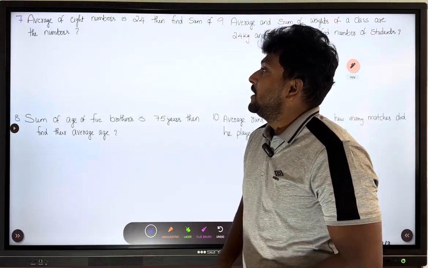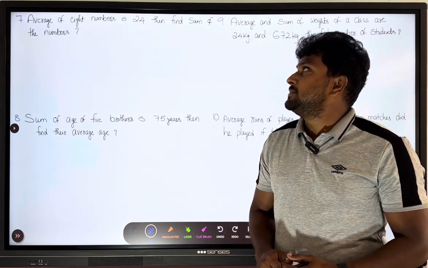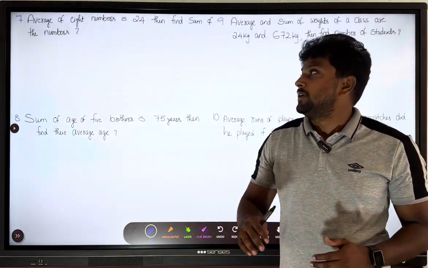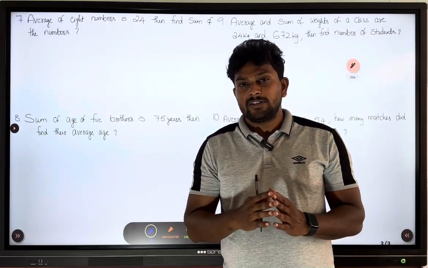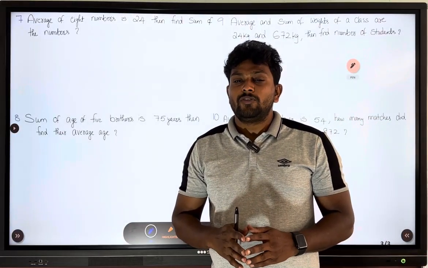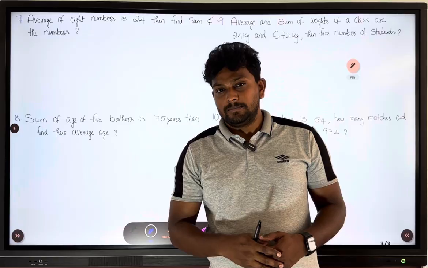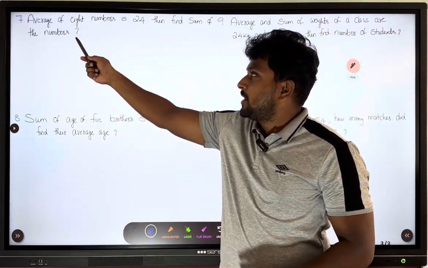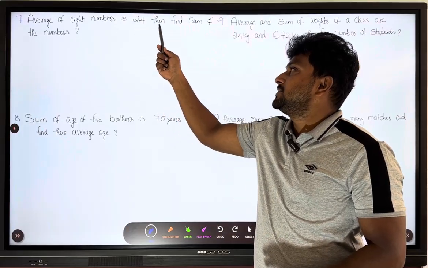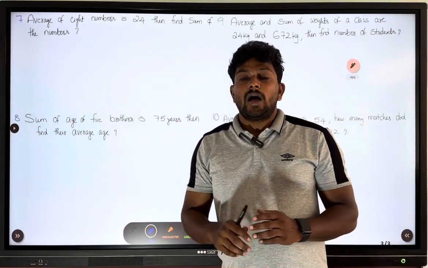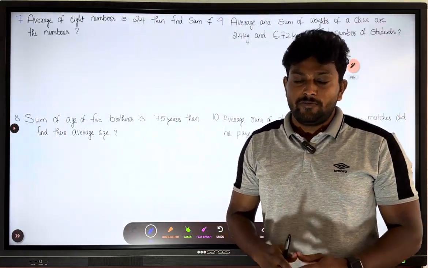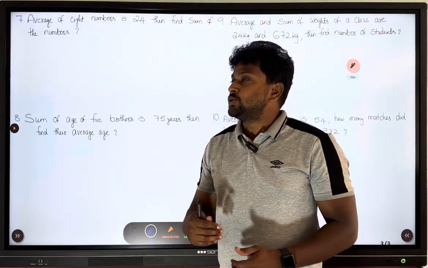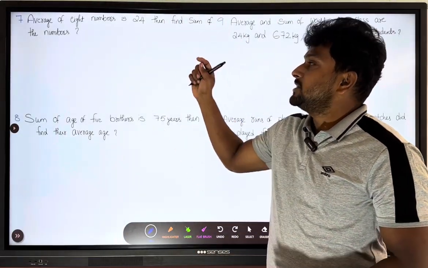What is the first question? Average of 8 numbers is 24. So the average is already found for 8 numbers, and we need to find their sum. Look at the question properly. Average of 8 numbers is 24. So that average is 24. Then find the sum of numbers.